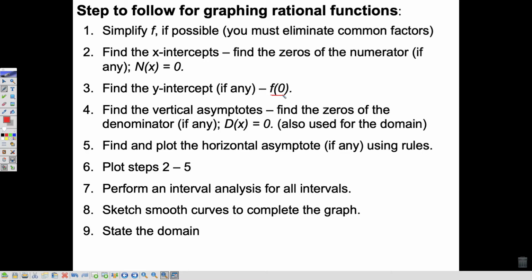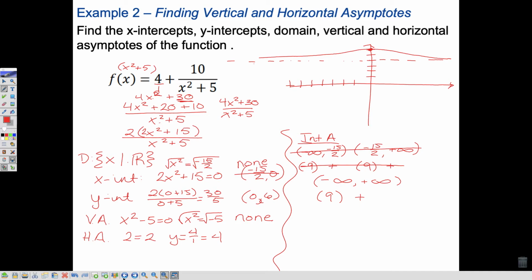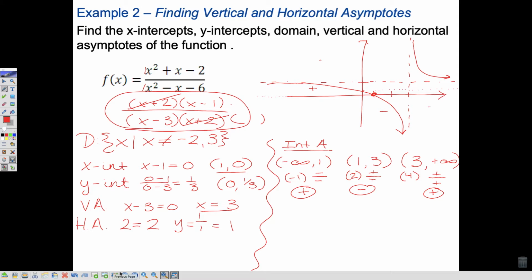Okay, find your vertical asymptotes. How do I do that? Set the denominator equal to 0. That's also used for the domain, except for that reduced part. Now, I'm going to go back here real quick. We had a -2 that we zeroed out, we got rid of, right? At -2, there is actually a little hole in this graph.